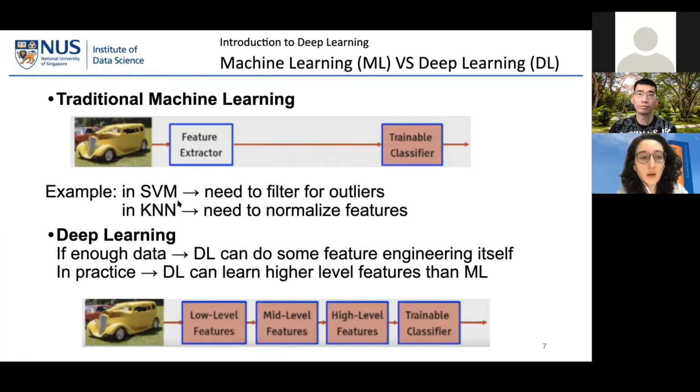Normally we didn't do it really in the tutorial, but keep in mind that you need to spend a lot of time on feature engineering, right? For SVM, you need to make sure you filtered for outliers. For k-nearest neighbors, you need to find good normalization of features or good combination of features so that they have similar weights.